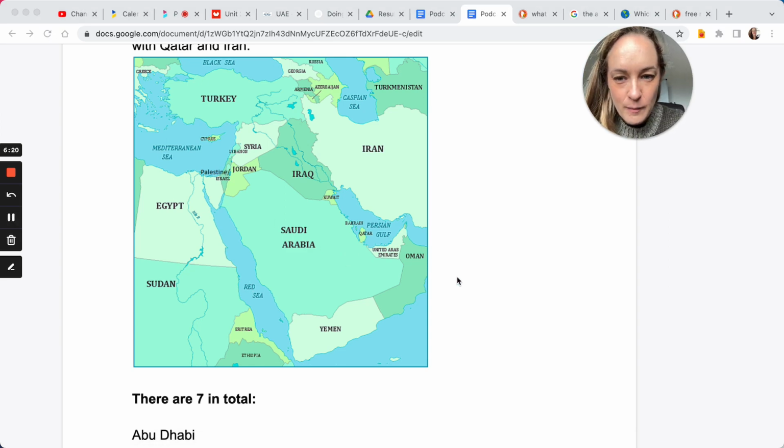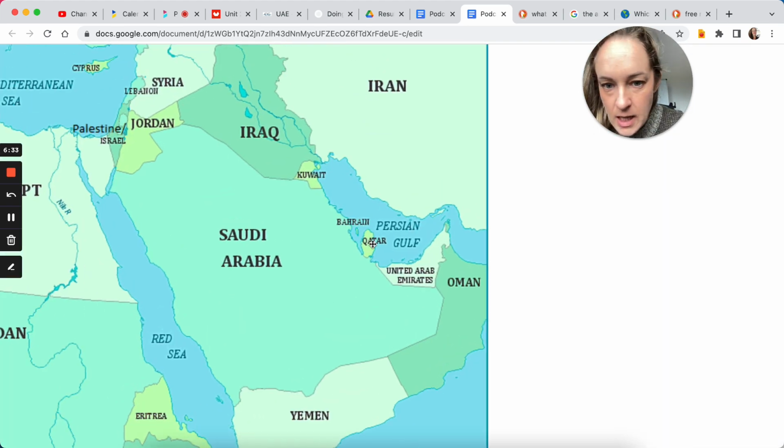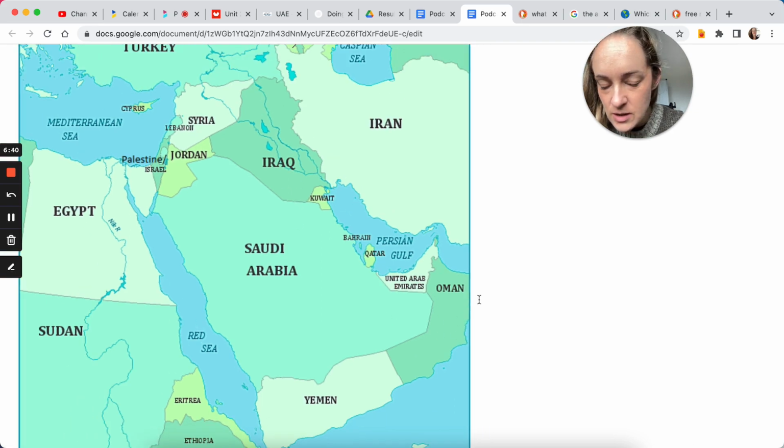There are nine countries included in the Arabian Peninsula. So we have Bahrain, which is here, and Kuwait, which is here, Oman, which is here. I think I've also been to the airport in Oman. We also have Qatar, and I think I've been to the airport in Qatar also. I'm pretty sure they all have big, big international airports, maybe not Oman.